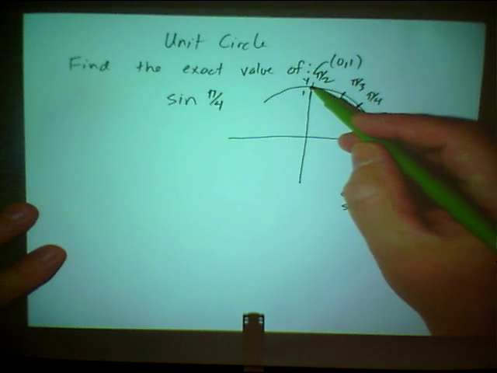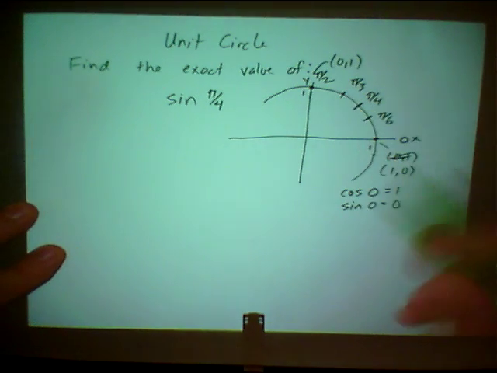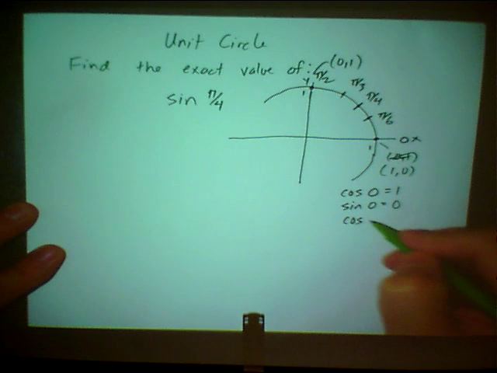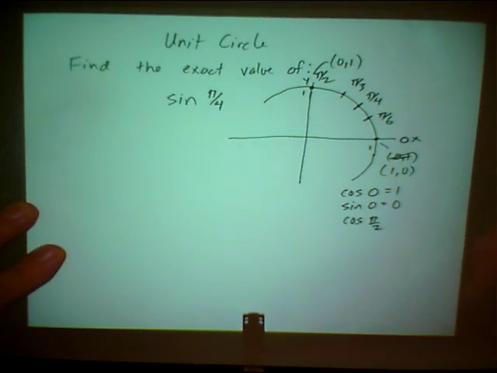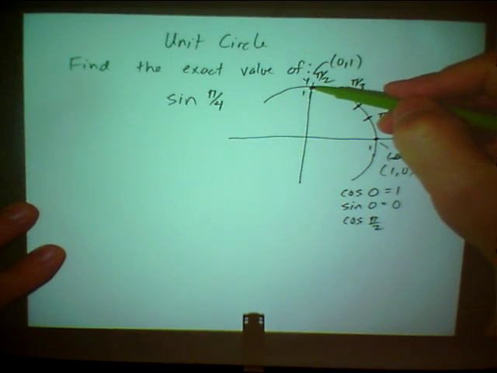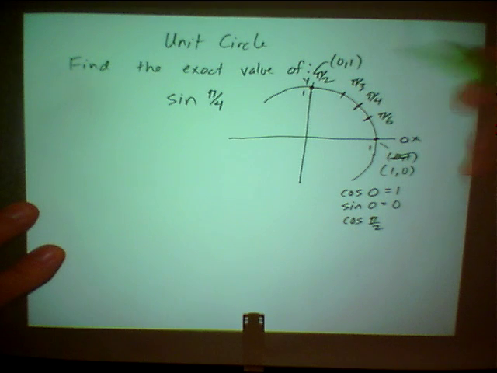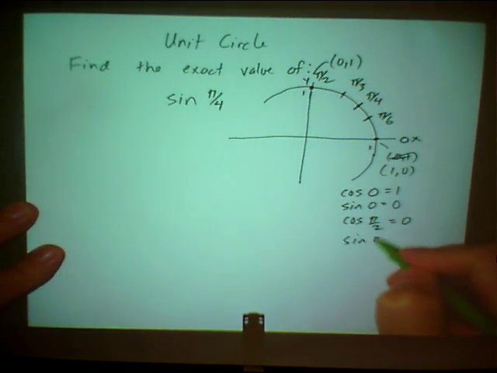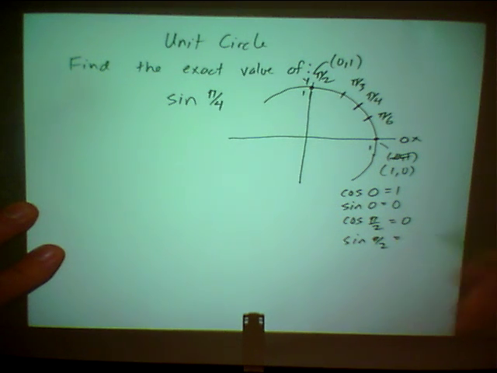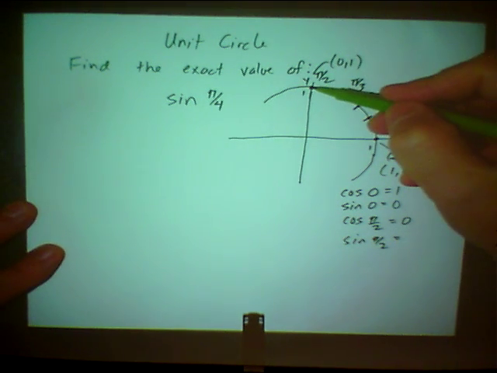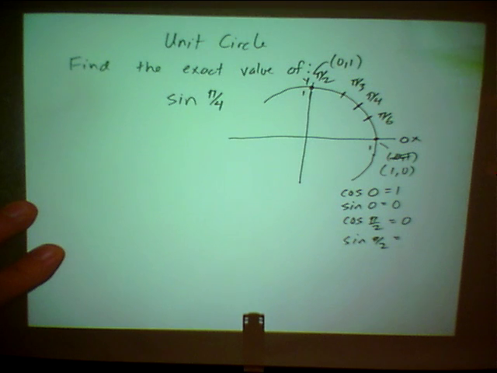If I were to go to pi over 2, and someone says, what is the cosine of pi over 2? I go to pi over 2 on my unit circle, and if I want the cosine, I ask, for this point, what is the value of x? Turns out it's 0. And if someone says, how about the sine of pi over 2? Once again, I go to this point. This is pi over 2. And for the sine, I look at the value of y at that point, and the value of y is 1.